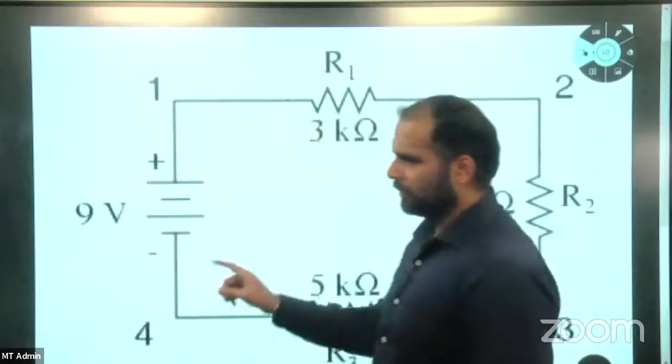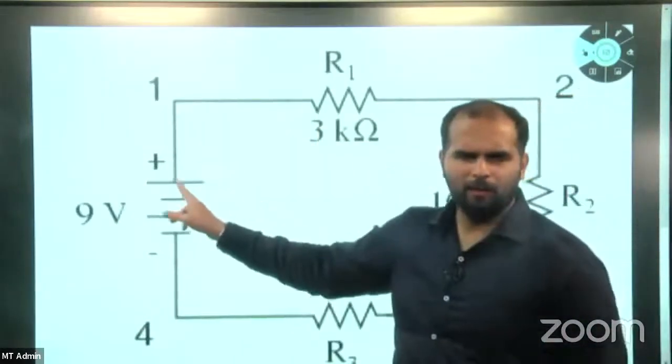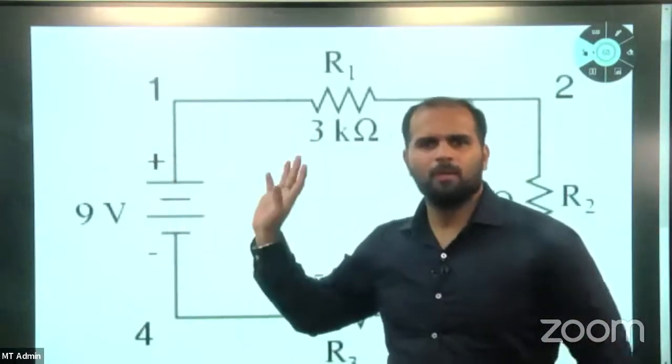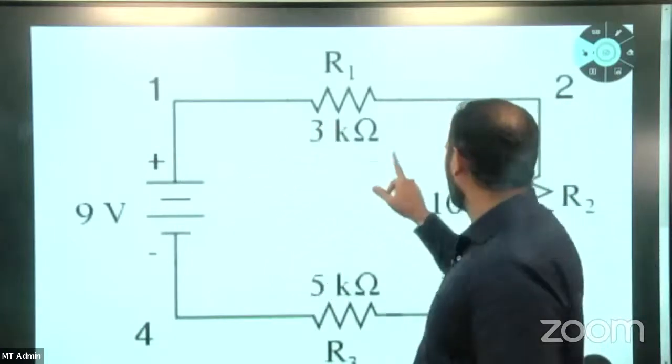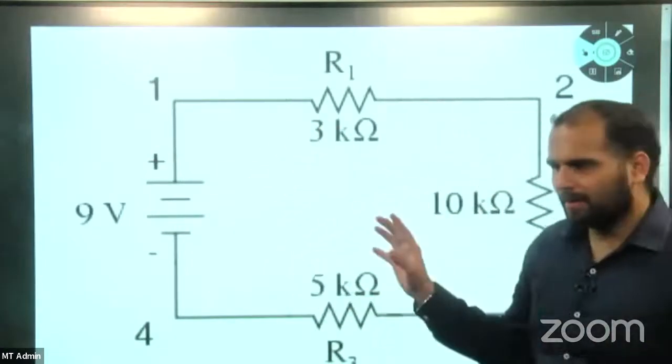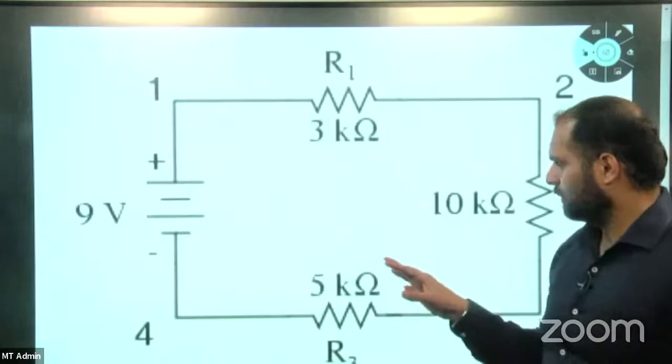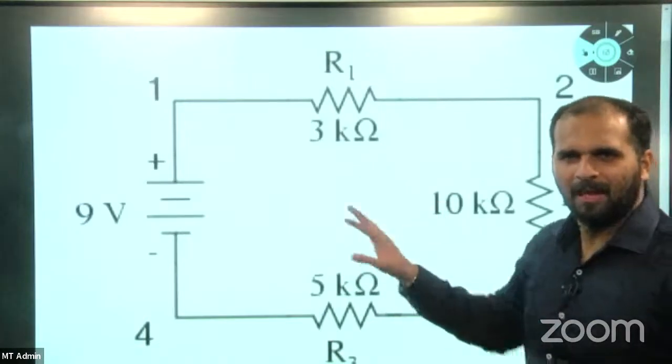Yeah. This is a battery of 9 volts. Replace this 9 volts battery with a normal part. The student gets confused and thinks, sir, it will be 3, or 10, or 5. It's not like that. It is one of this. One of this, meaning what? Addition of all this, right?